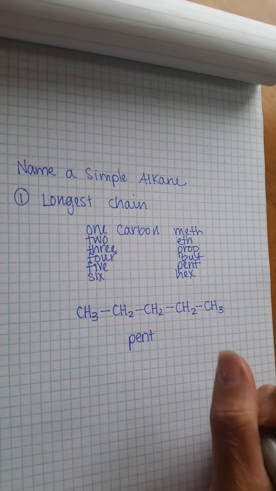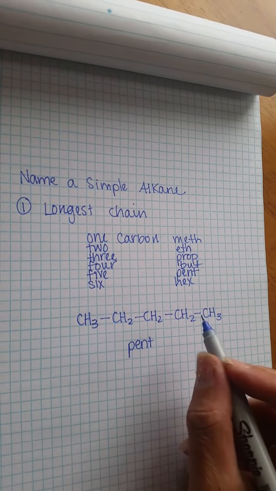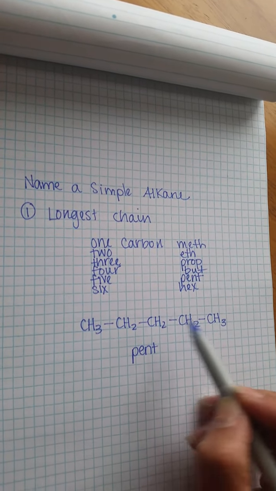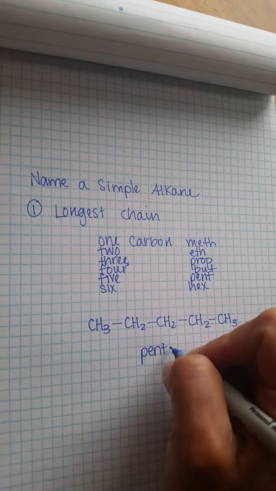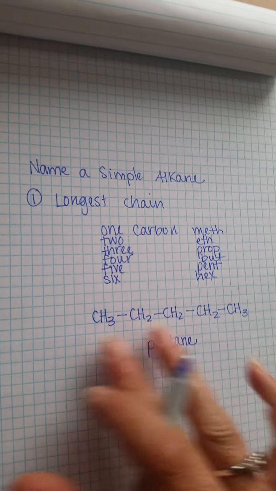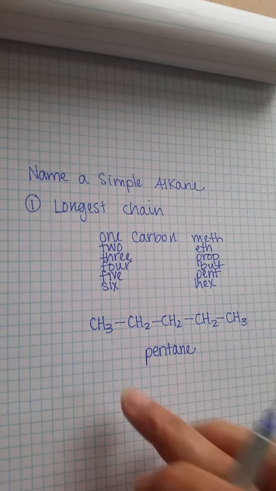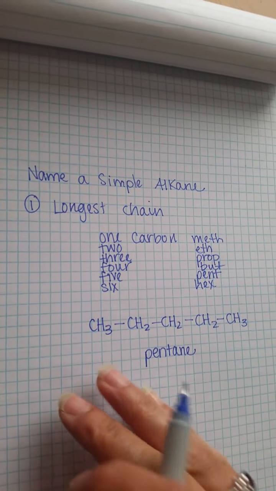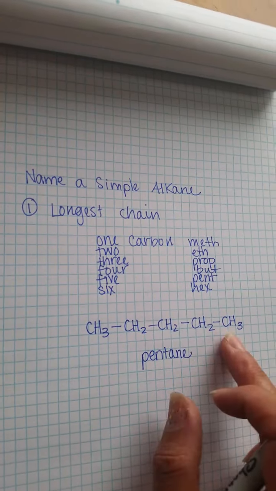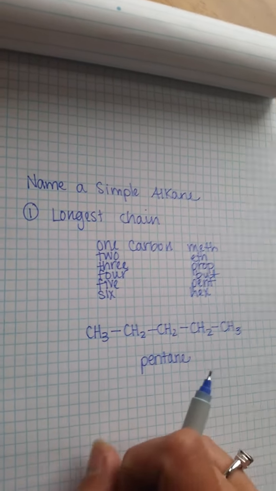Then we have to say what kind of hydrocarbon this is. It's an alkane, which means that we have all single bonded carbons. So that gets an ane ending. So there it is. There's the name for a chain of 5 carbons. Gets the pent because that represents 5, and the ane because this is an alkane, which has all single bonds.